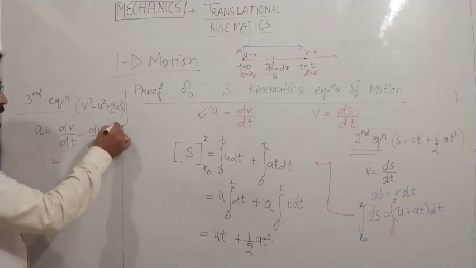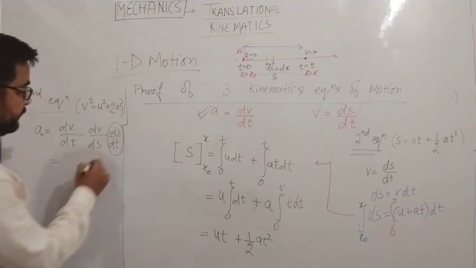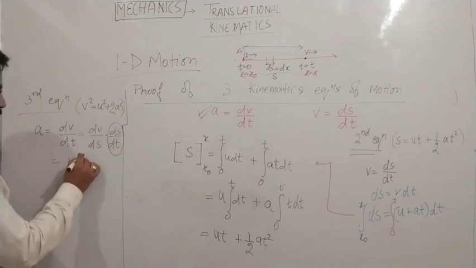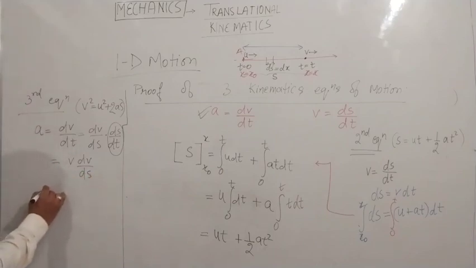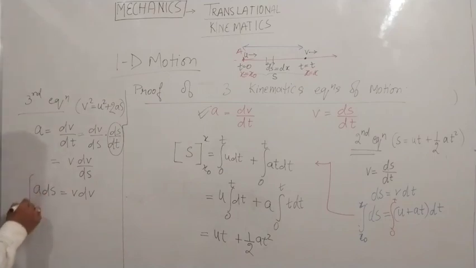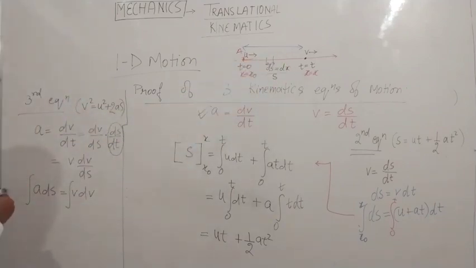Now what is ds upon dt? ds upon dt is nothing but v. So we can write a is equal to v into dv by ds. So now you can write it as a ds is equal to v dv. Now I am again going to integrate it over the period 0 to t. Over the period 0 to t, velocity is changing from u to v, so accordingly the lower limit and the upper limit will be u and v.